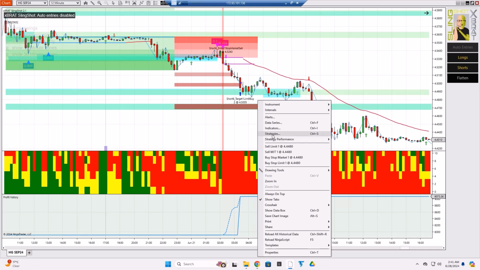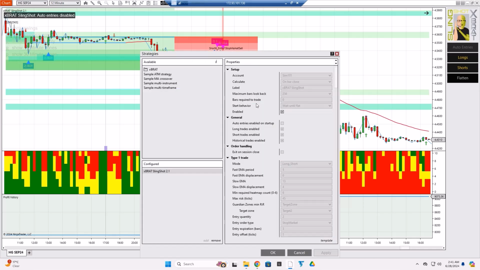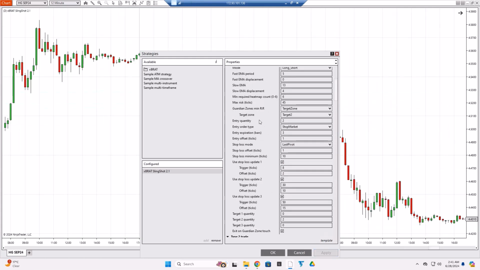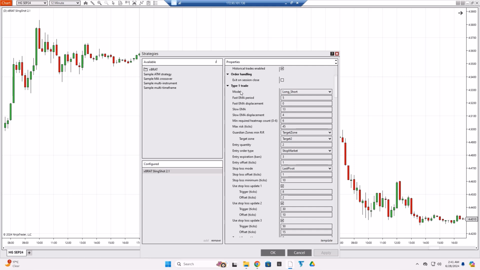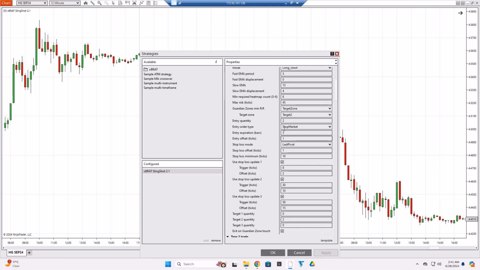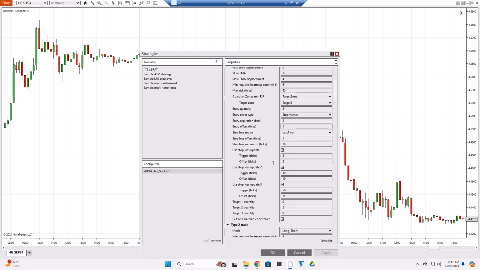So I'm going to go to strategies. I'm going to disable. So right click on the chart, go to strategies, disable it. Type 1 trade. So we've increased the quantity to 2, that's fine. But remember, we're taking both off at target 2. If I just take one off at target 2, because I want to take a little bit of profit, and let the other one run, which means I don't put a quantity in either target 1 or target 2, the algorithm then will automatically switch to manage it with that trailing stop.